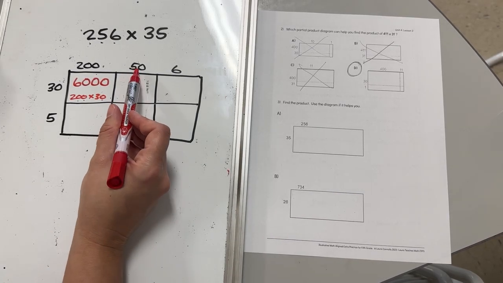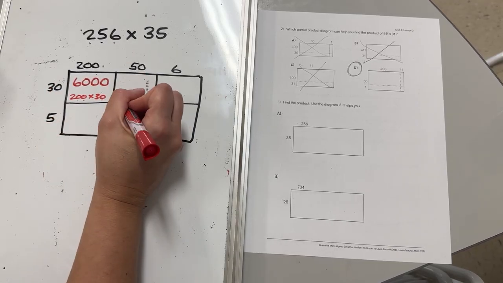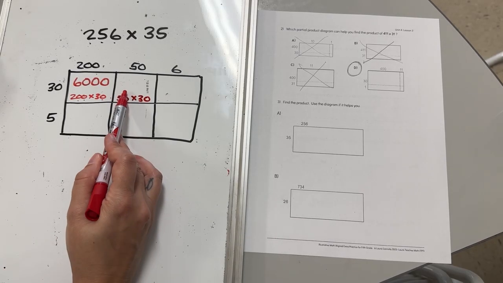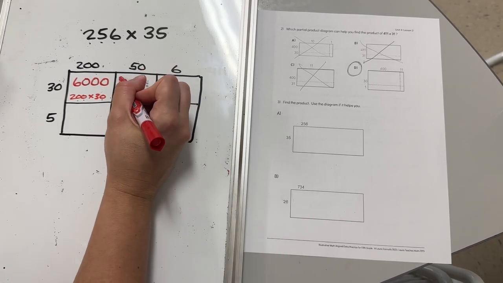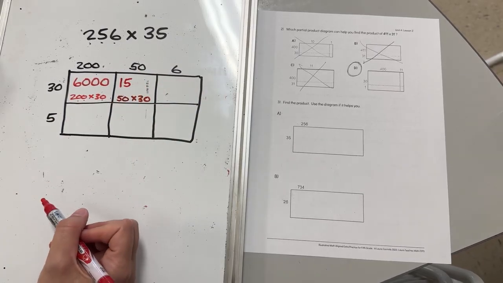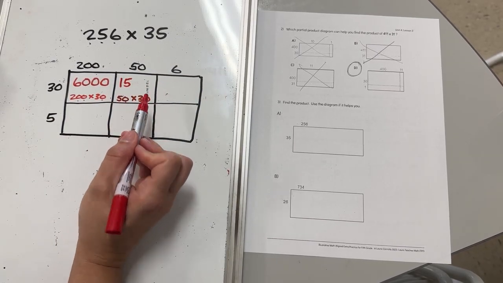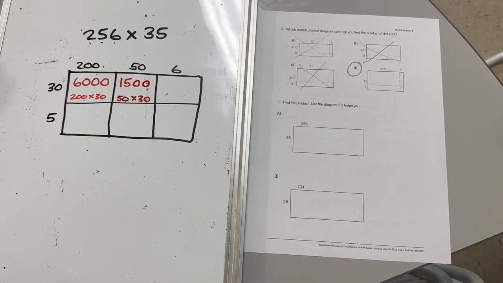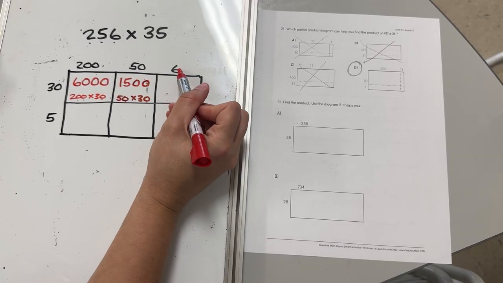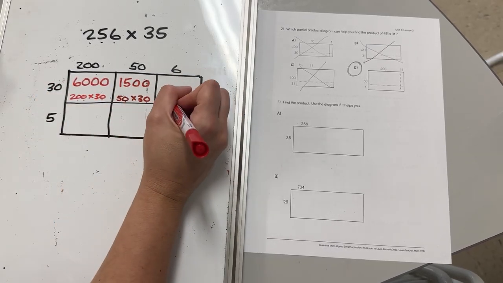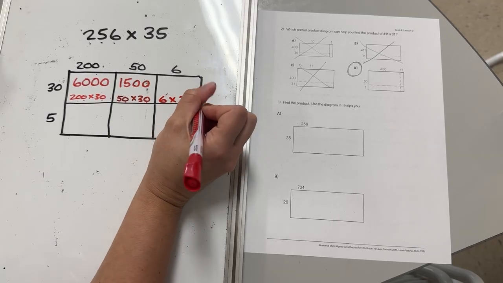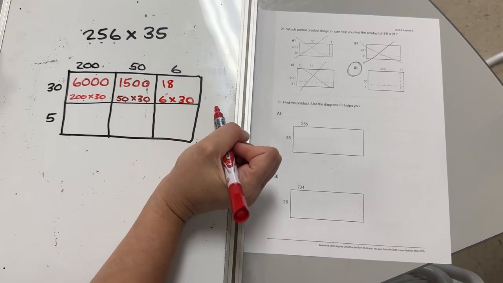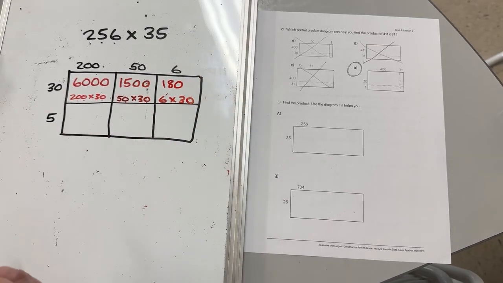In my next square, I look up, 50, left is 30, so I have 50 times 30. I'll cover the 0 up to get 5 times 3, and 5 times 3 is 15. Now I can add 1, 2 zeros onto the end to get 1,500. In my last box on the top, I see a 6, and then I see a 30, so I have 6 times 30. I'll do 6 times 3 to get 18, and then I'll add a 0 onto the end.